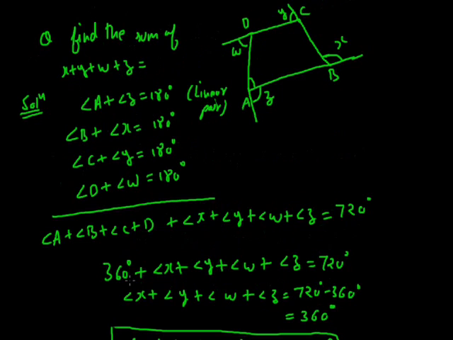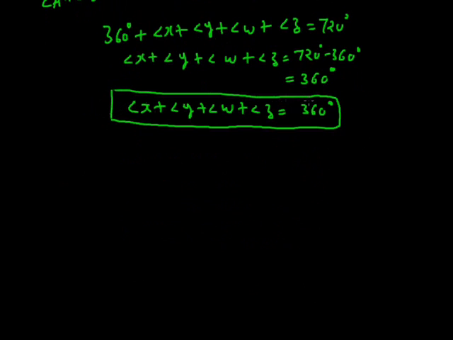So from this figure or from this question we also conclude that these are nothing but the exterior angles of a quadrilateral. So the sum of the exterior angles of a quadrilateral is always equal to 360 degrees. Let's move to the next question.